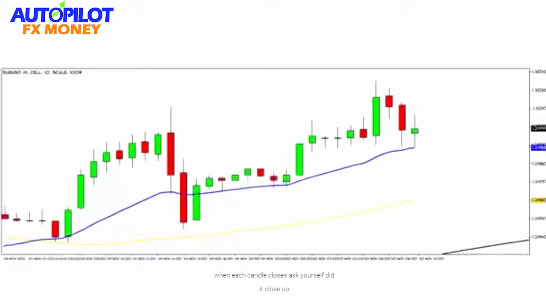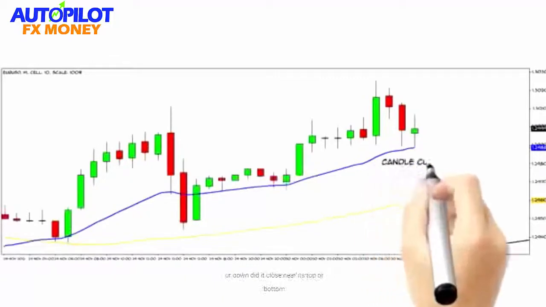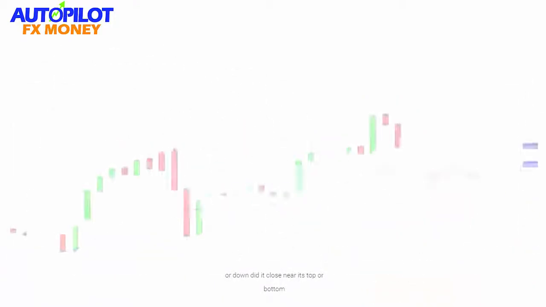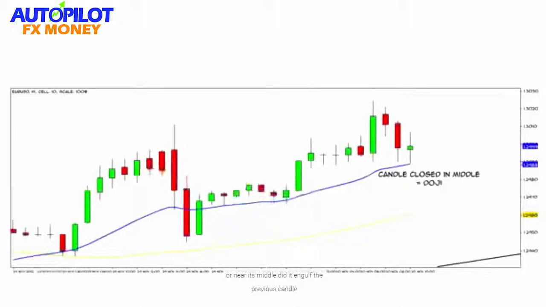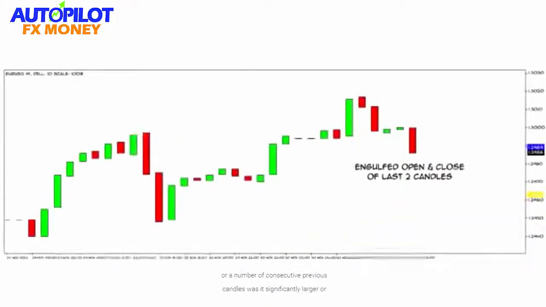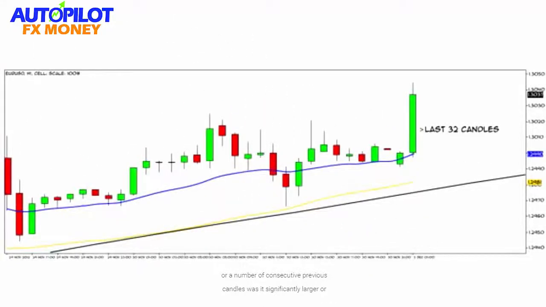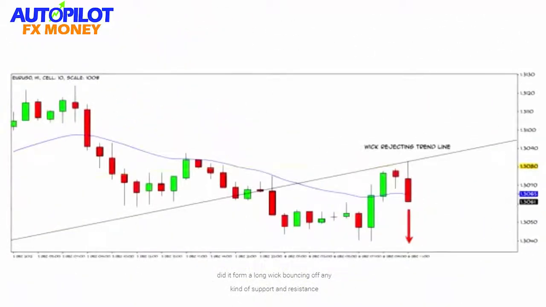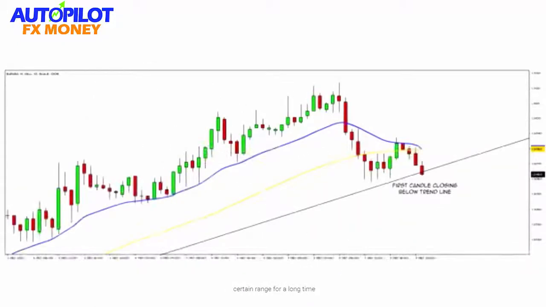When each candle closes, ask yourself, did it close up or down? Did it close near its top or bottom, or near its middle? Did it engulf the previous candle or a number of consecutive previous candles? Was it significantly larger or smaller than recent candles? Did it form a long wick bouncing off any kind of support and resistance or trend line of significance? Is it the first candle that closed outside a certain range for a long time?